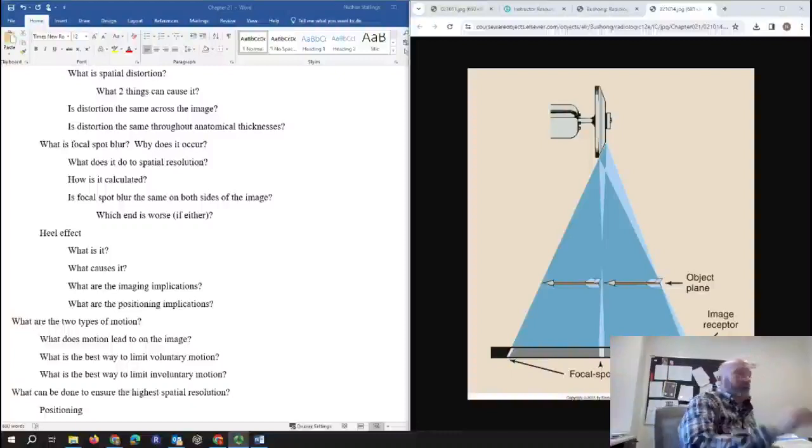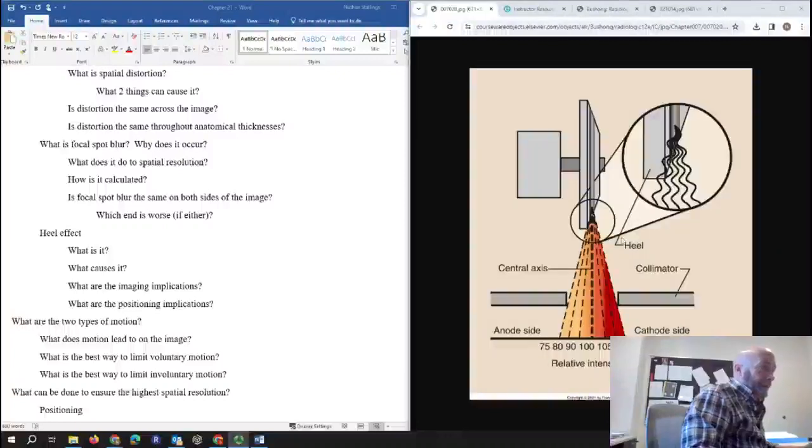All right, so the blur is not the same on both ends. Remember, it's worse on the cathode end of the X-ray tube. So don't confuse the difference in focal spot blur with your anode heel effect. The anode heel effect is the intensity difference between the cathode and anode end of the X-ray tube.